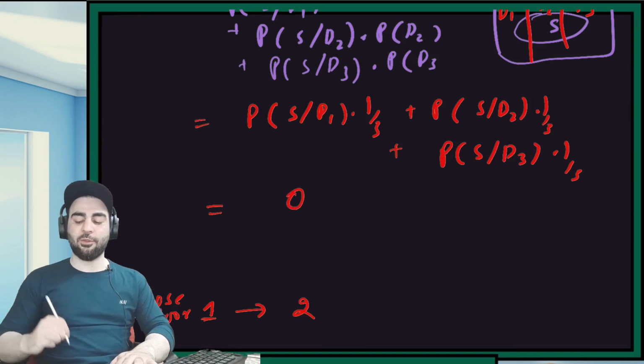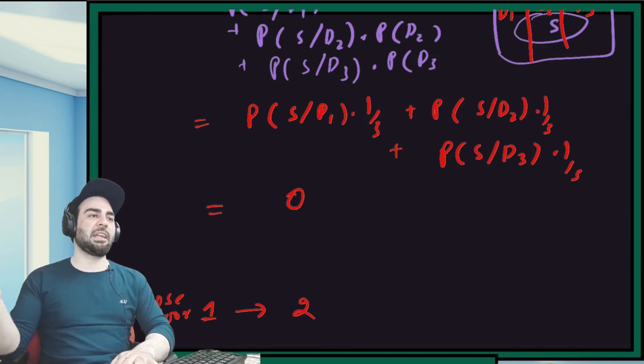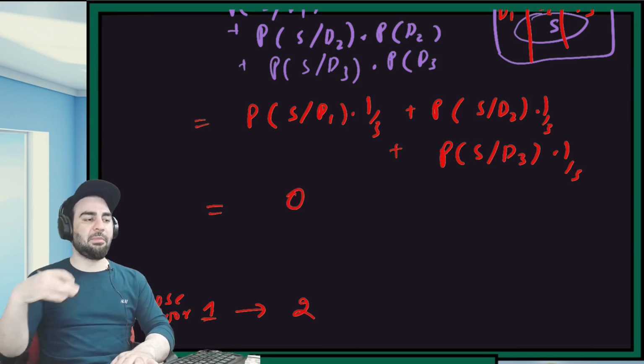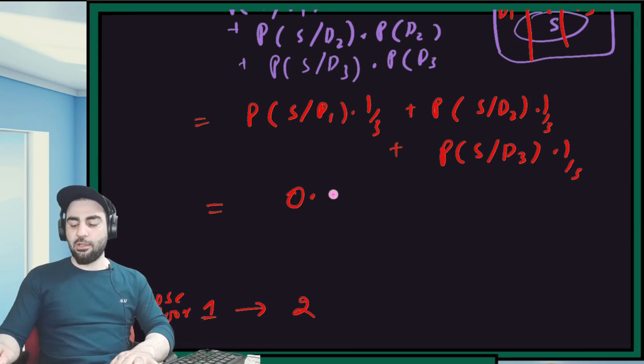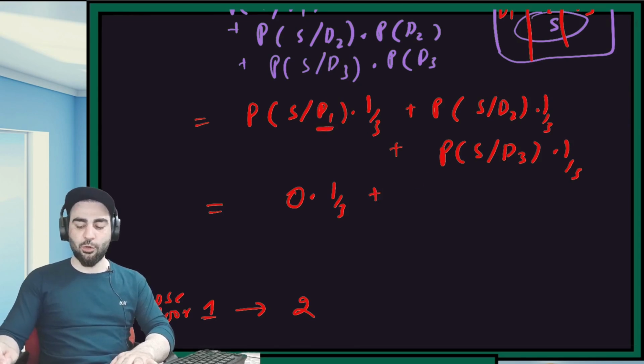So this will become 0, because given that door 2 has the car, this basically becomes 0. So this is 1 by 3 plus, and this over here is the probability of success if I switch. Given that door 3 has the prize and I have initially chosen door 1, if I switch I'll get 0 probability.